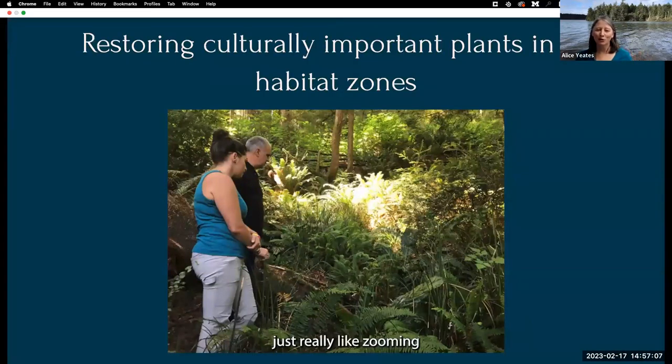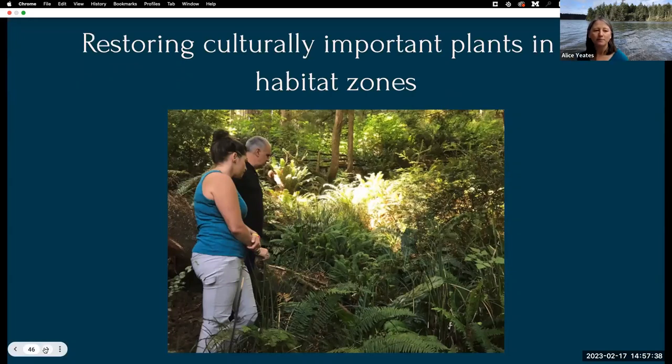Just really zooming right down into the native plants of it. One of the very small but meaningful components of this large restoration project is restoring culturally important plants in all of the different habitat zones. So we want to integrate our interactions with Ashley and others at the tribes throughout our entire project, throughout the entire reserve, throughout the entire region, in everything that we do.